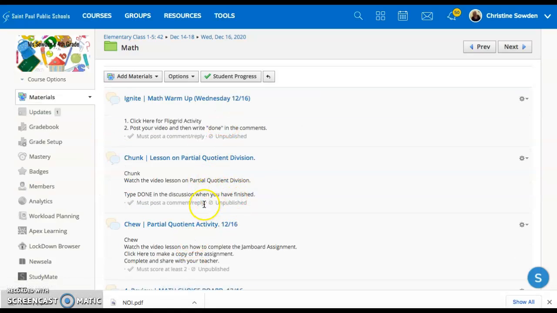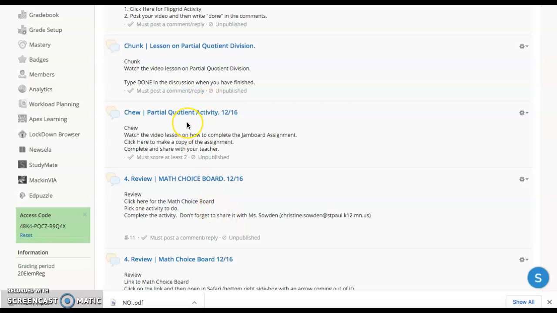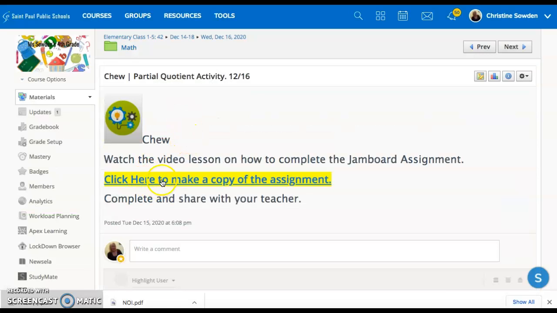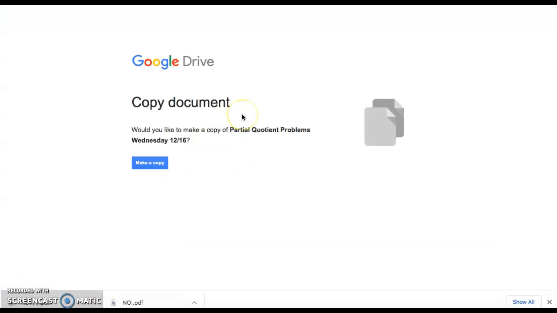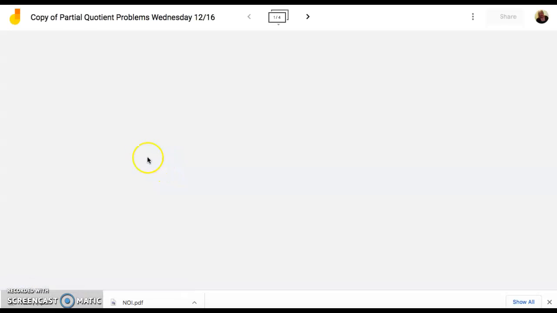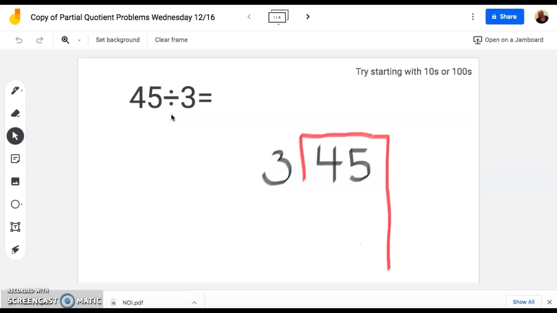After watching the math video on partial quotient, you're going to be doing this activity, and I'm going to show you how to do it. So partial quotient is kind of like when we were doing partial product multiplication, except it's the other way around.